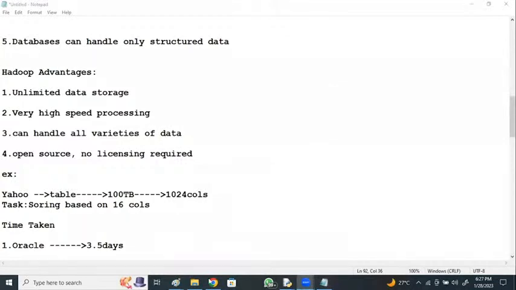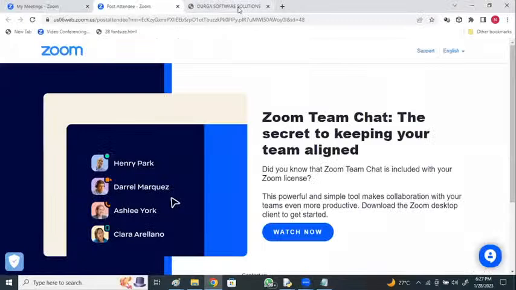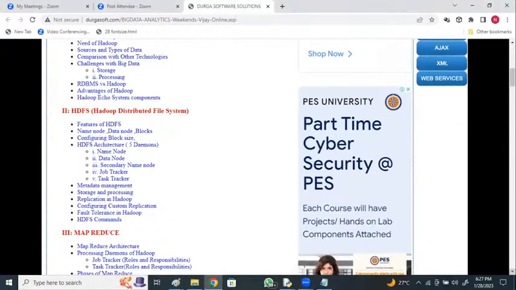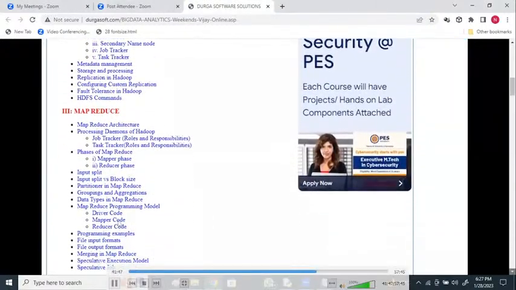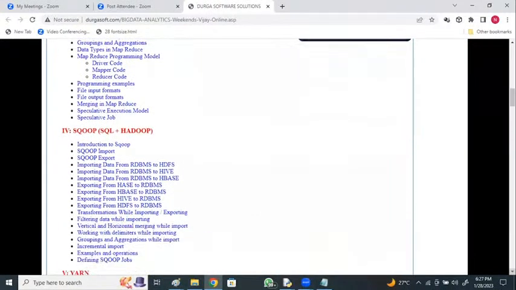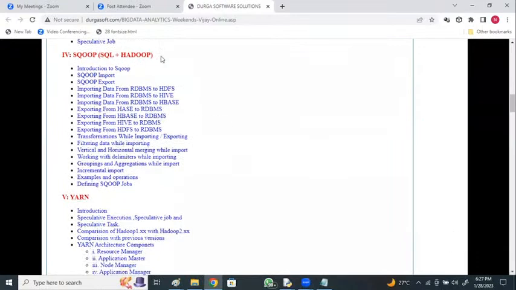Some Hadoop components and Spark. First, Big Data and Hadoop introduction. Second, why Hadoop, the need of Hadoop, data sources, and HDFS, the Hadoop Distributed File System. We need to have knowledge of this HDFS file system, since it doesn't use databases as they have some drawbacks. Then the MapReduce execution model, and Sqoop: SQL plus Hadoop. The first two characters of SQL and the last three characters of Hadoop form Sqoop.